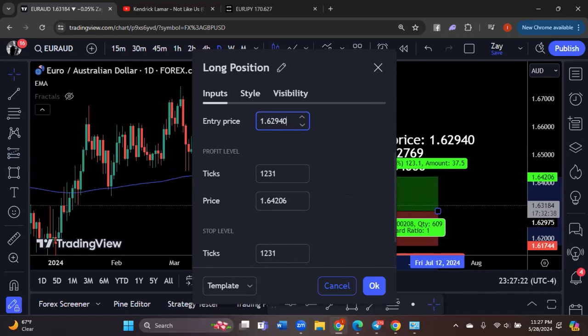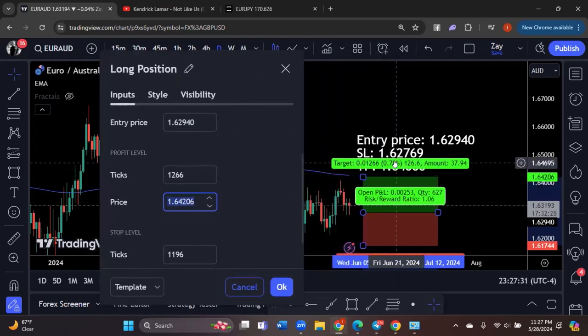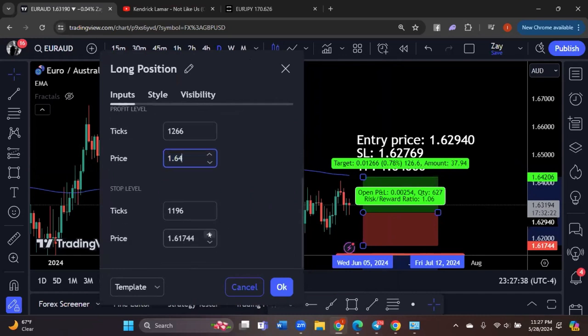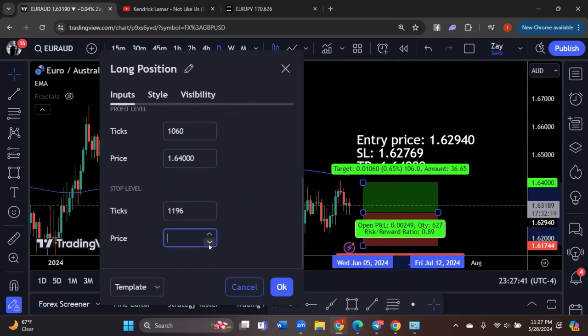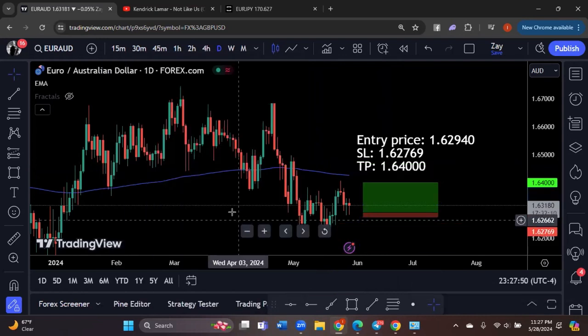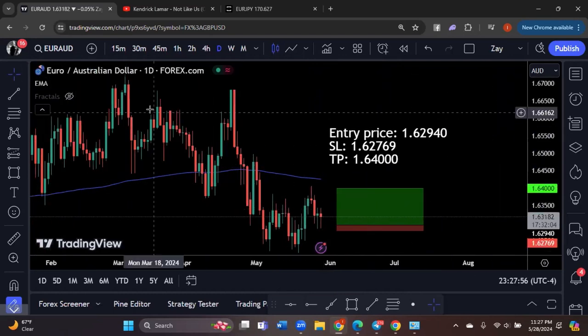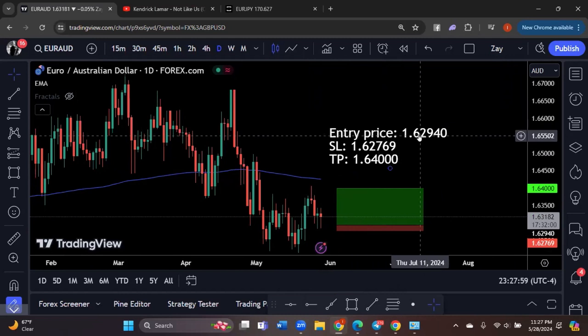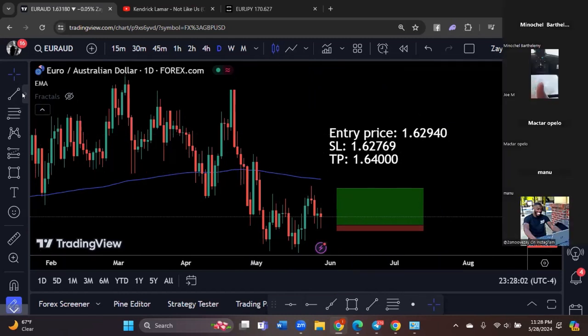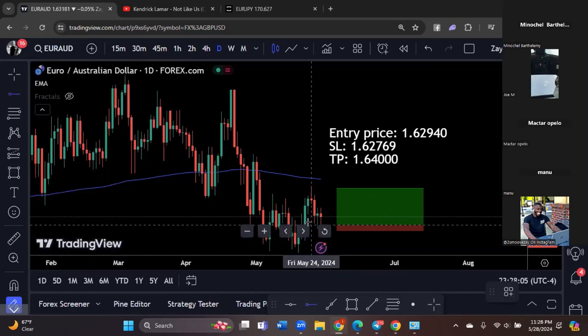Market higher than entry price. Absolutely. Market is definitely higher than the entry price, and I'm going to show you guys why. I'm going to show the entry price, the profit level, 1.64, and then the stop level, 1.62769. Perfect. Here we go. As y'all can see, I say the entry price is 1.62940. We enter this trade literally right in this area.